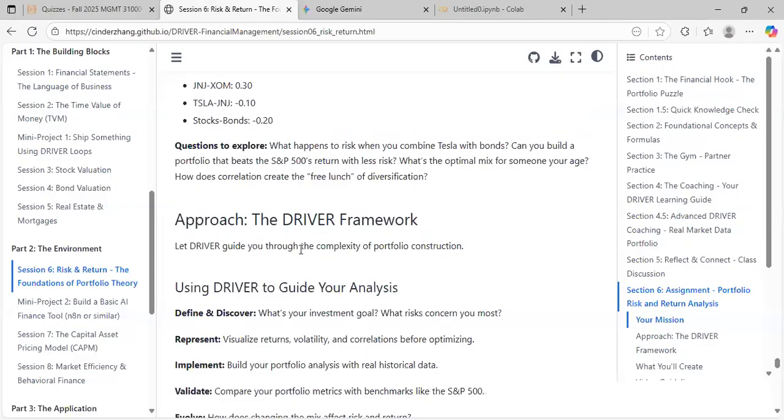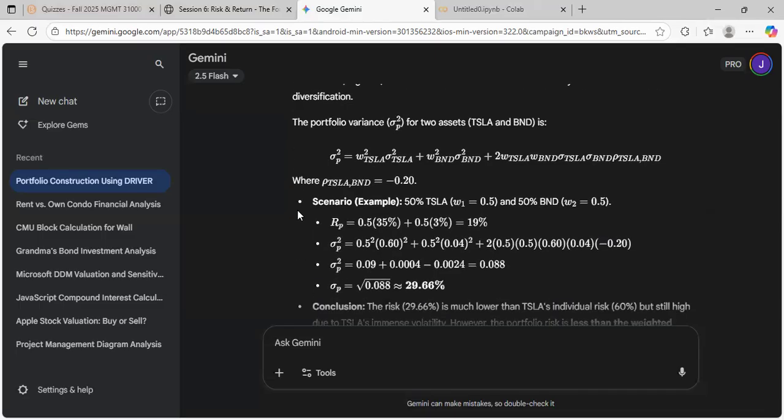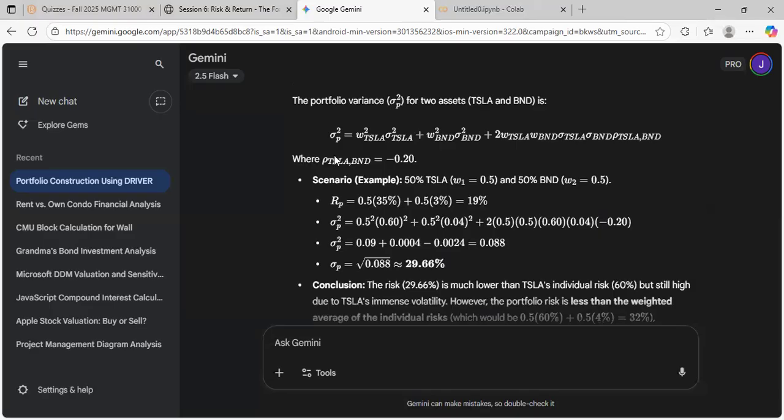here's the question that's being asked. What happens to risk when you combine Tesla with bonds? If we combine Tesla and bonds, it reduces the overall portfolio risk, which means the standard deviation, due to the low negative correlation and the bonds' low individual volatility. This is the essence of diversification. And this is the portfolio variance, as you can see.